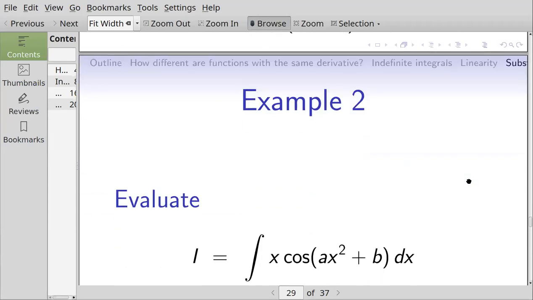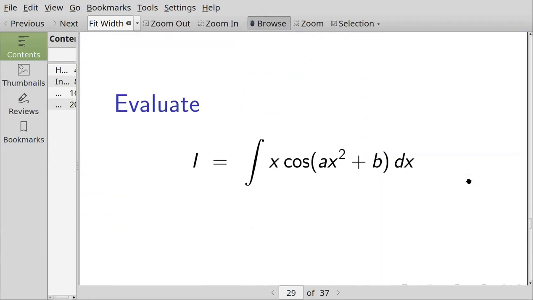All right. Try another example. I is equal to the integral of x times the cosine of ax squared plus b dx. Okay. So is that an integrand that we know how to handle? Yes, sir, through substitution. It isn't something that we can do right away, right? We're going to have to manipulate this so that we can handle it.